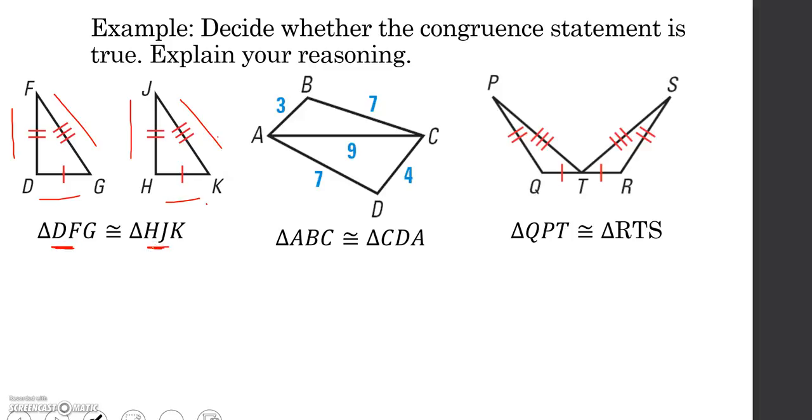So you want to go back and just verify, is DF congruent to HJ? And you can see that yes, those guys are in corresponding positions, DF and HJ. So let's just check one more. So we have FG and JK. So I have FG and JK. Those guys are in the correct spot.